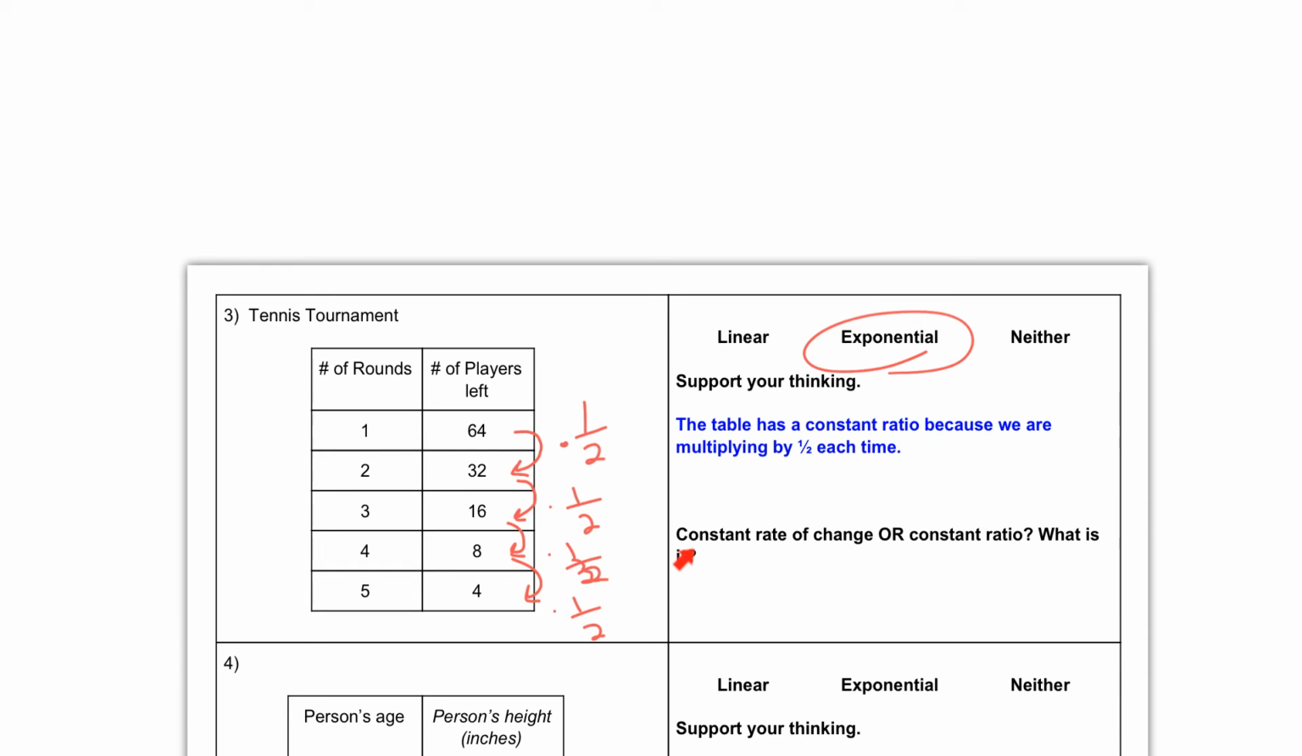And so in this bottom part, is there a constant rate of change or a constant ratio? We have answered that already. This has a constant ratio, and that constant ratio is 1/2. So you just need to be careful that if you do look at it as dividing by 2, you have to make sure that if you are asked for that constant ratio, that the constant ratio is 1/2 and not 2.